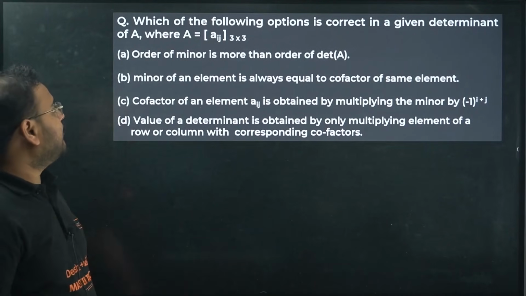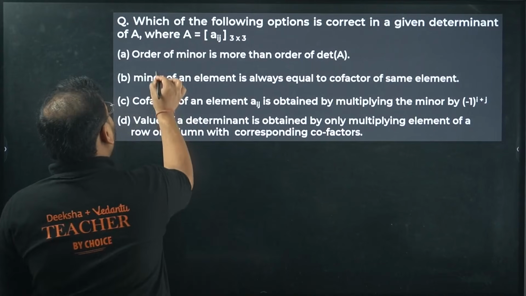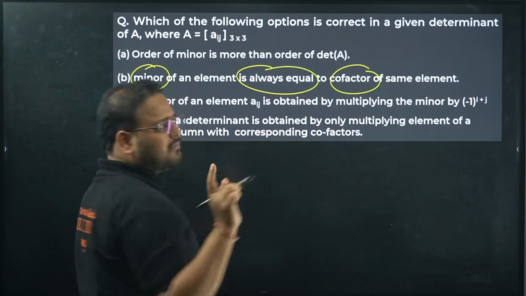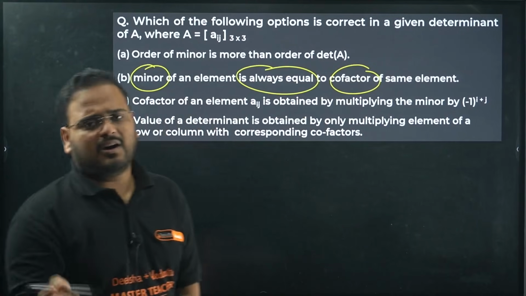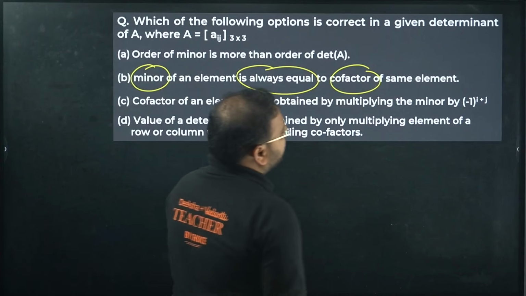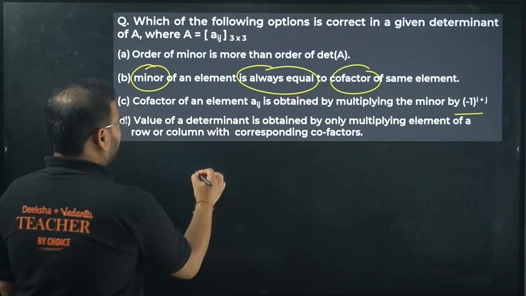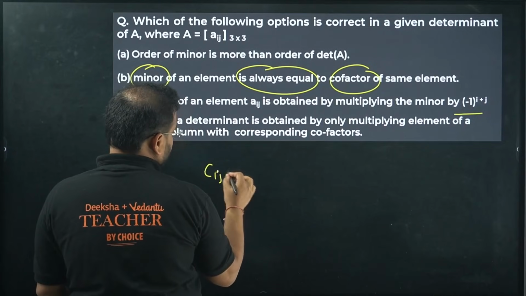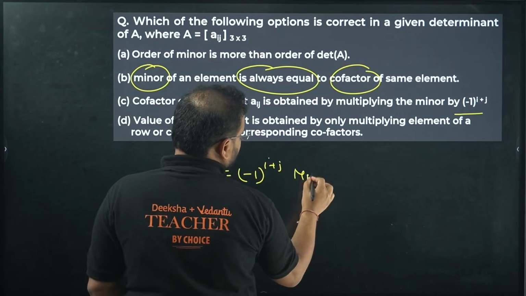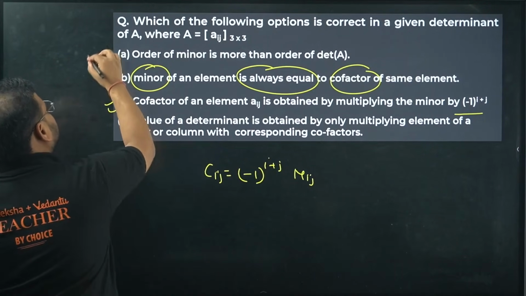Minor of an element is always equal to cofactor? Not always. Minors and cofactors are not always equal. They are sometimes equal, depending on the position of the element. Cofactor of the element aij is obtained by multiplying the minor by (-1) power i plus j. So you get cofactor as (-1)^(i+j) times Mij. That's correct, no? So option C is the right choice.